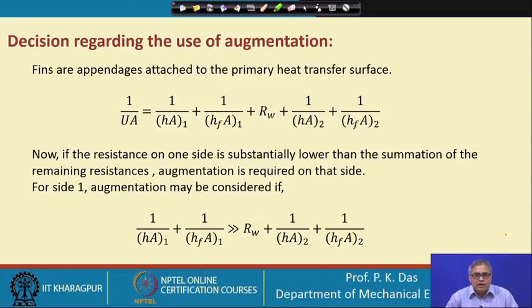Now, if we have limited resources, as I have said, then we have to decide at least, to start with, which side should be our target for providing the augmentation. For this, what do we have to do? We have to think of the thermal resistances in the path of flow of heat. Heat is getting transferred from one moving fluid to another moving fluid. There are several resistances. For fluid 1 there is a resistance.